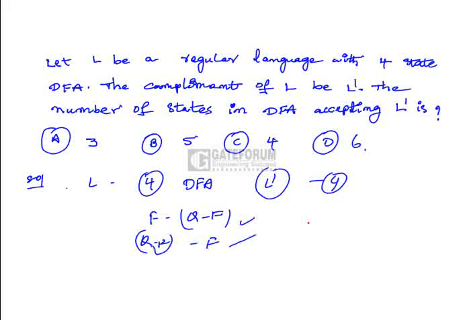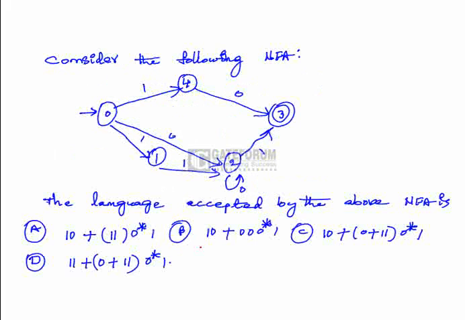That modification you have to make. Number of states remains same. Option C is right option. Following NFA: states 0, 1, 2, 3, 4, and 3 is the final state.